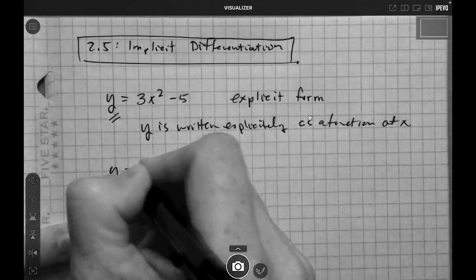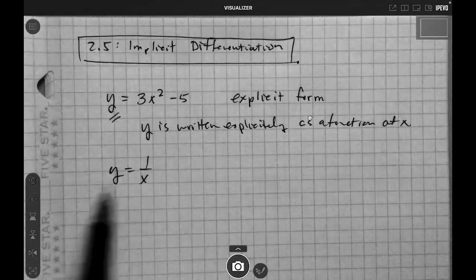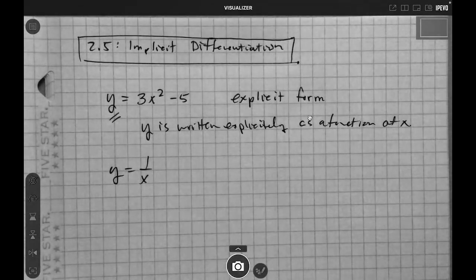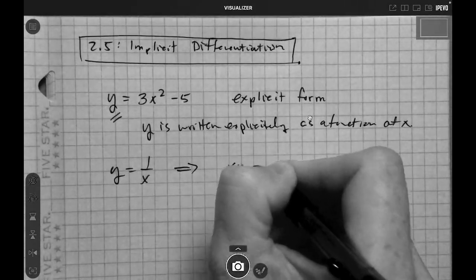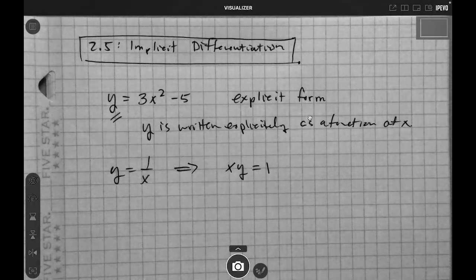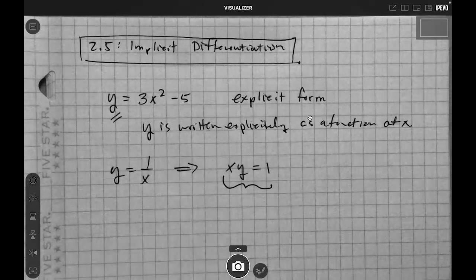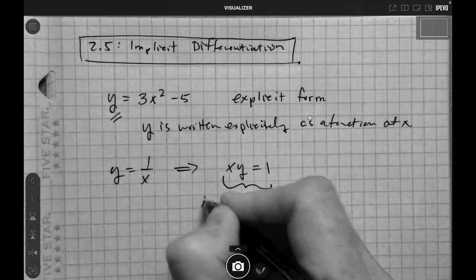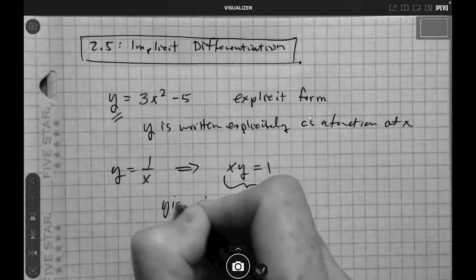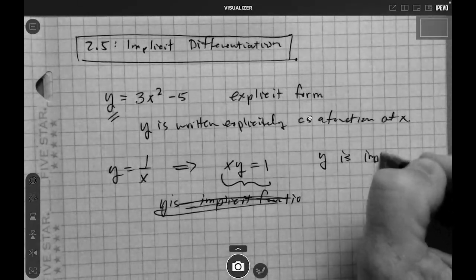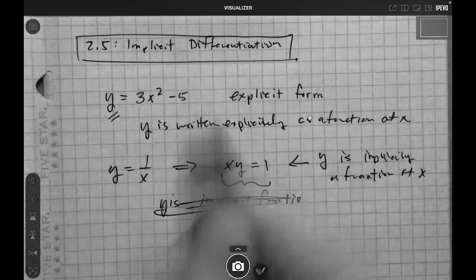Another example would be y equals 1 over x. Here, y is explicitly written as a function of x. But in the case of this latter example, we could write this in a different way, right? We can multiply both sides by x, for example, and we could have xy equals 1. So when we write it like this, what we're saying is that the function y equals 1 over x is defined implicitly by this guy. So here, this is an implicit function of x, sorry. So y is implicitly a function of x in this example. Okay, when it's written like this.